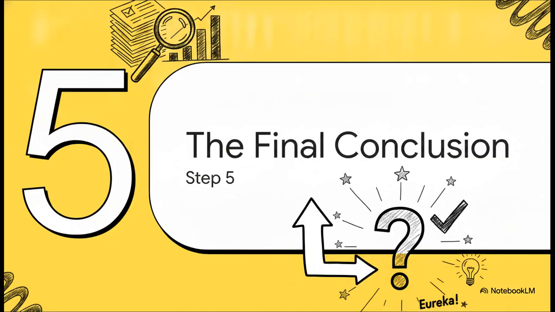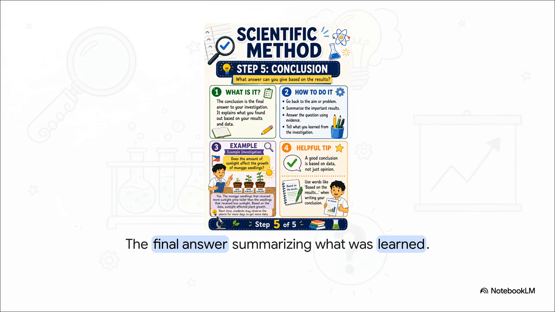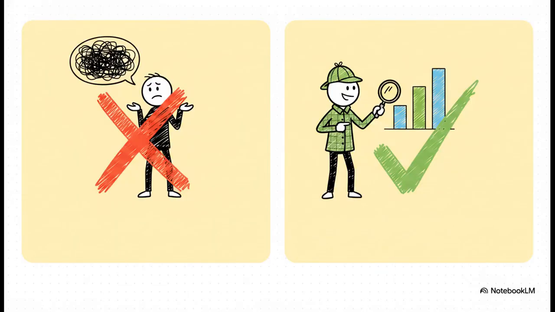Which brings us to step 5, the final conclusion. This is the grand finale. It's where you look back at your original aim, summarize your key results, and finally answer your question based on the hard evidence. So, looking back at our mungo seeds, we can confidently state, yes, the seedlings that received more sunlight absolutely grew taller than the rest. We just clearly stated what we learned, and it's completely backed up by the measurements we took. Boom. Mystery solved.